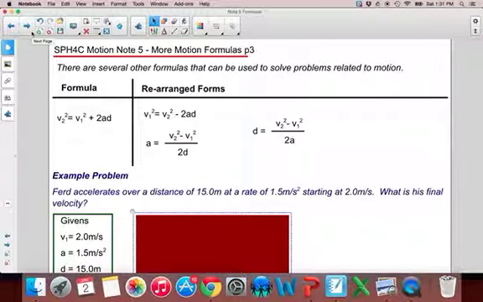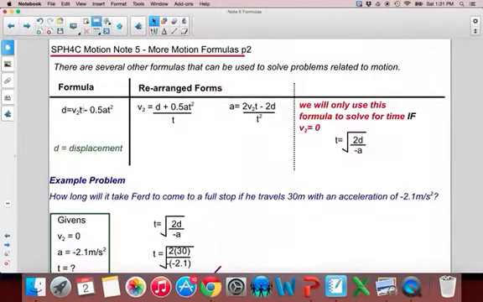Okay, there's another formula. Notice this one doesn't have a t in it. No time. And that's, by the way, the idea. All these formulas can be used to describe the same motion. But when you're solving a question, sometimes you can't use one. Like if we don't know anything about time, then this is a good formula to use.